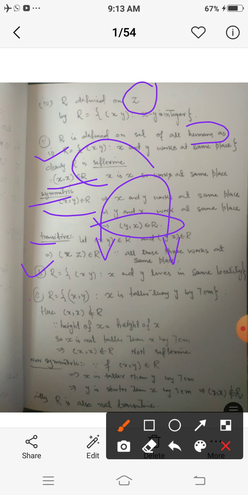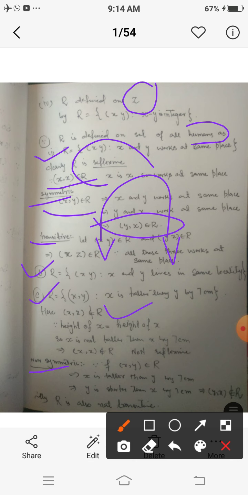Now part C of this: (x, y) means x and y are humans, and x is taller than y by 7 centimeters. We have to check for exactly 7 centimeters taller than the second. Clearly here (x, x) does not belong to R for any x, because the height of x is the same as the height of x, they are actually one, which implies that the first x is not taller than the second x by 7 centimeters. Hence (x, x) does not belong to R for any x in the set of humans.